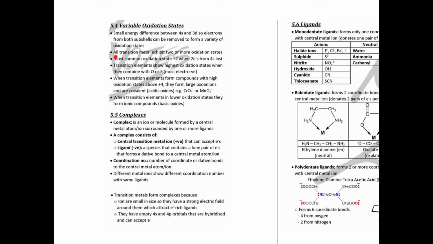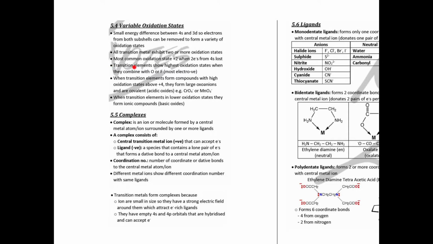Next point, the most common oxidation state is +2. The reason is that 2 electrons from 4s are lost. So that forms +2, when you remove 2 electrons from the 4s orbital.